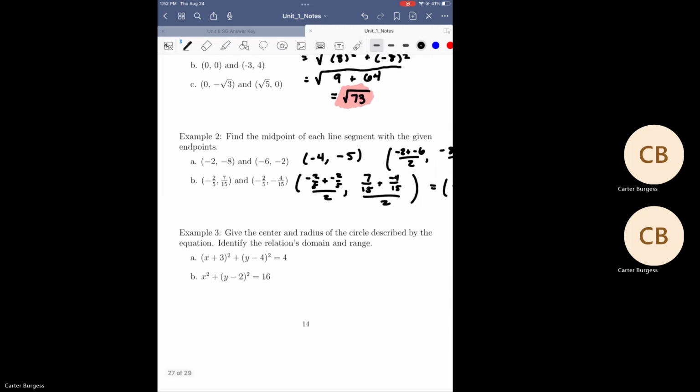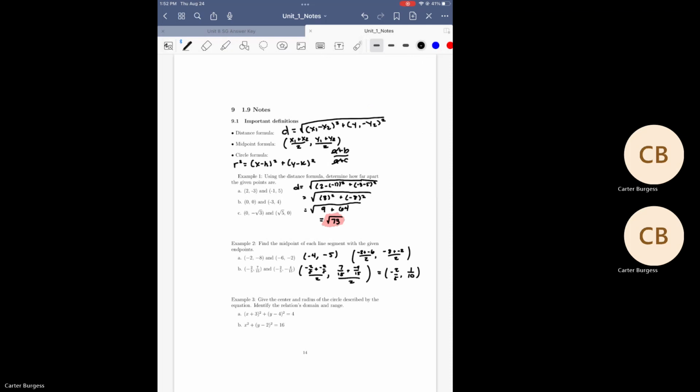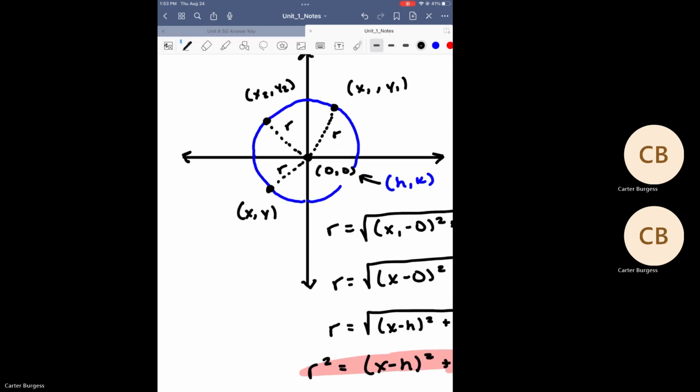All right, let's take a look at example 3. Example 3 asks us to give the center and the radius of the circles that we are looking at. It also asks us to define the domain and range. Normally, this is kind of a big headache, looking at domains and ranges. It's actually not horrible with circles.